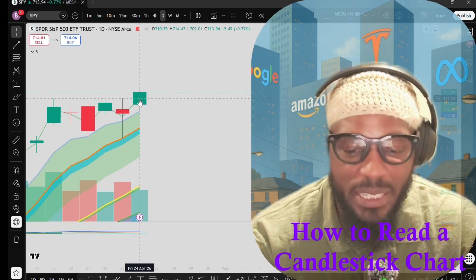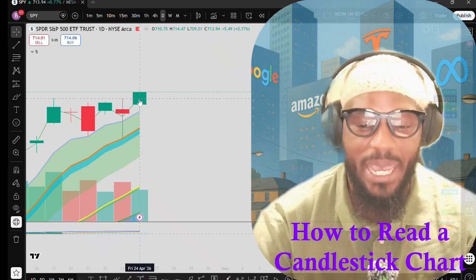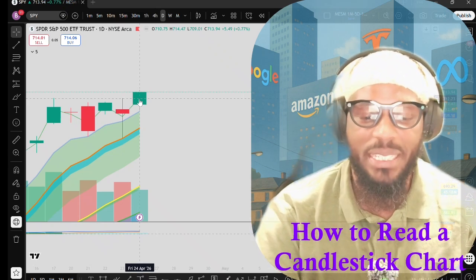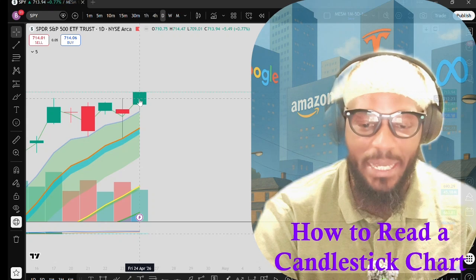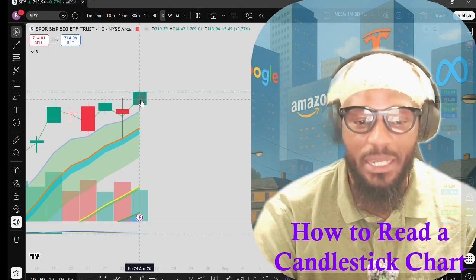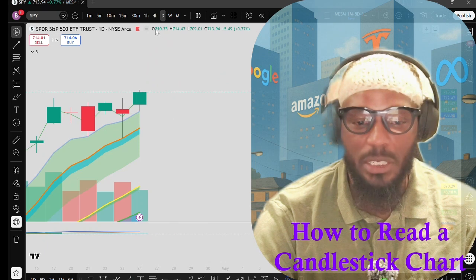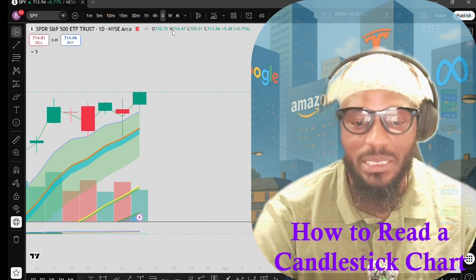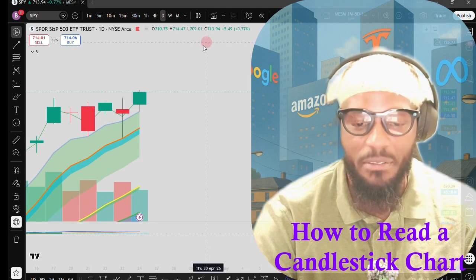As you can see, the black tab on the bottom shows you the date, the year, and the day. And on the top, when I hover over this candle, it shows us the open. The O represents the open price. The H represents the highest price. The L represents the lowest price. And the C represents the closing price of that day.